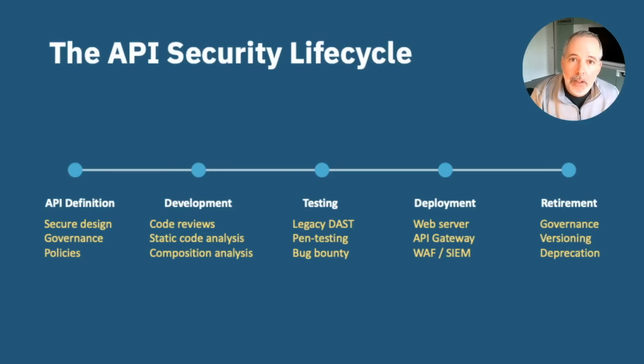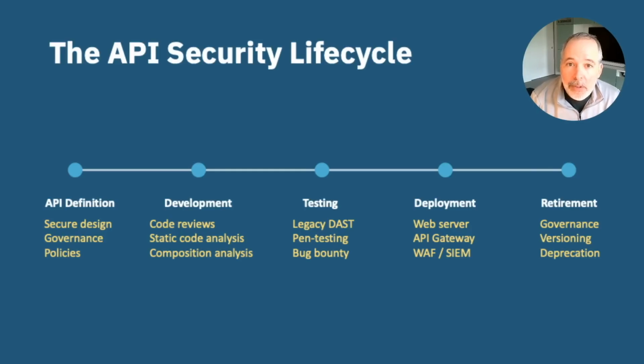But maybe there's a flaw in your application logic that gets missed in the code reviews and it makes it through to the next phase, which is testing, which we've talked a lot about. You've got a number of choices for API testing. You've got your legacy DAST tools, manual testing, external pen testing, or hopefully you're automating your API-specific security testing.